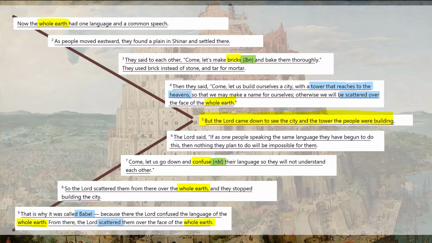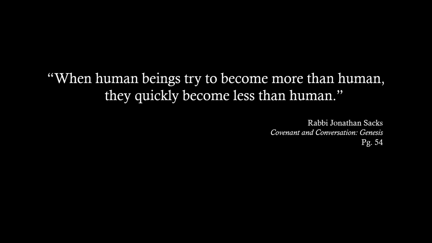Now I'll leave you with one quote from the late Rabbi Jonathan Sacks. He's commenting on the underlying structure of the story of the Tower of Babel and how it illustrates what happens to humanity when they attempt to be godlike. And he writes, "When human beings try to become more than human, they quickly become less than human." This is a chiastic structure, and it helps us understand the message of the Tower of Babel.